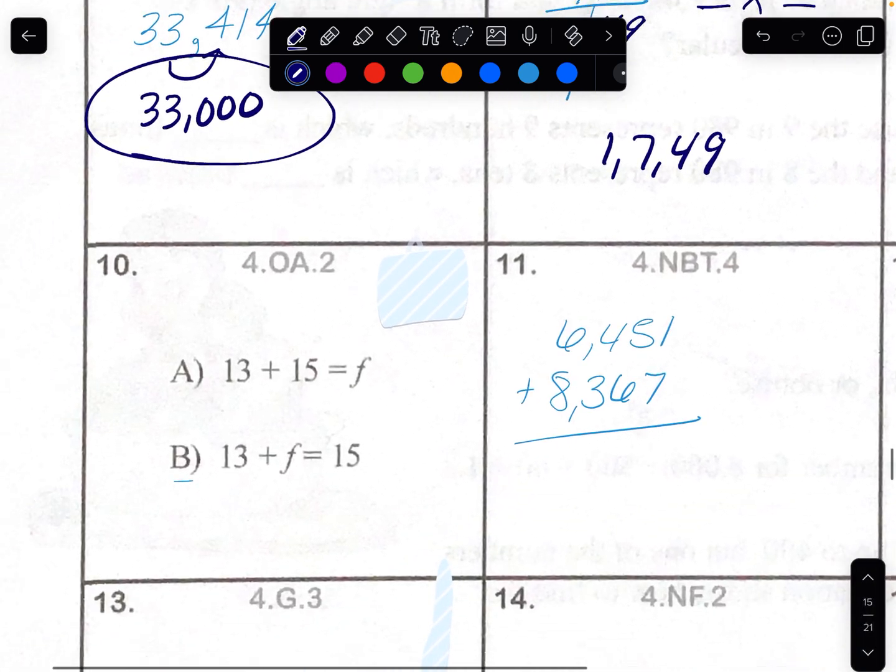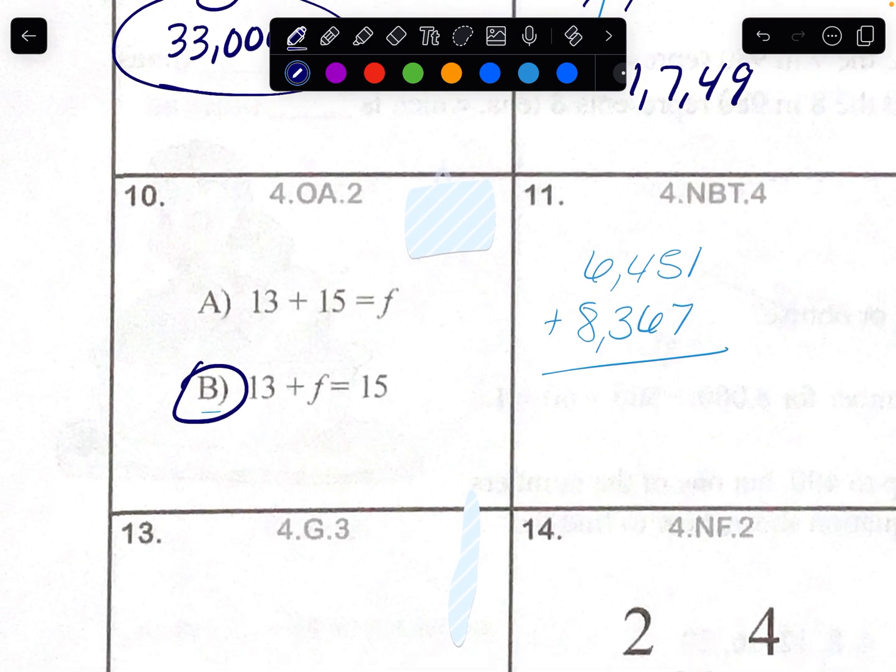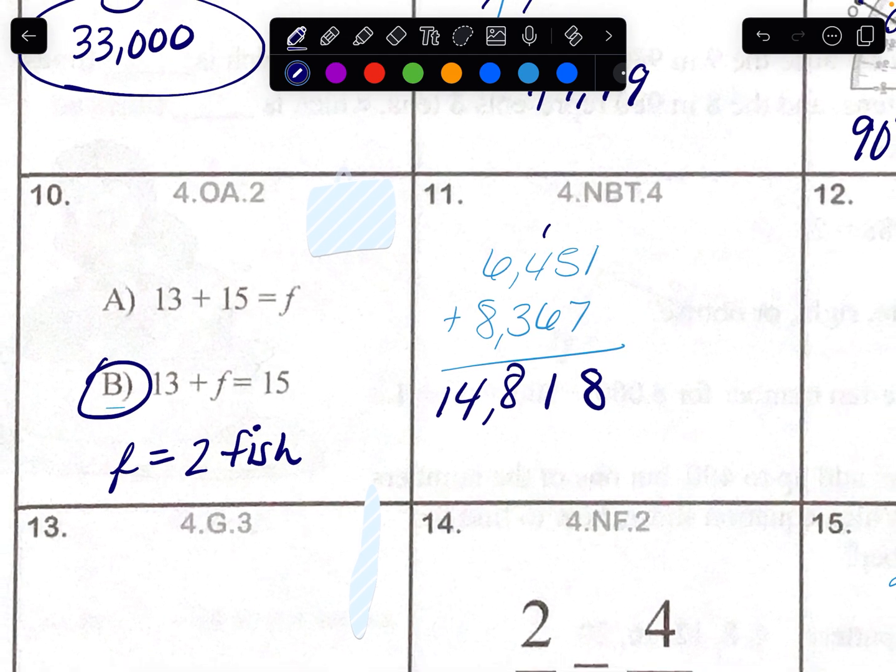All right, number 10, we're talking about fish here. The only equation that worked was letter B, where the little boy caught 2 fish. All right, we're going to add. I forgot the mystery letter. 14,818 is the sum. Your mystery letter is the letter F.